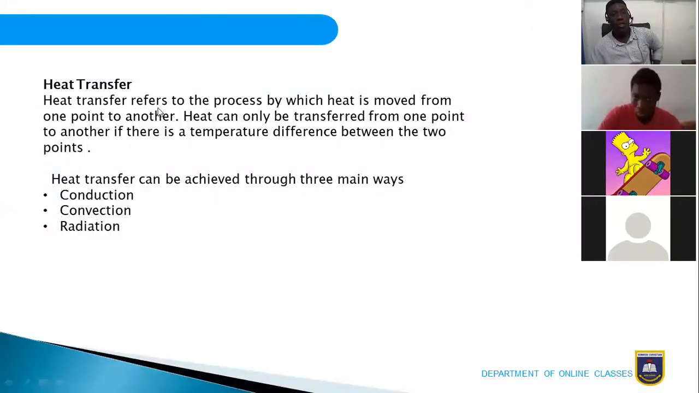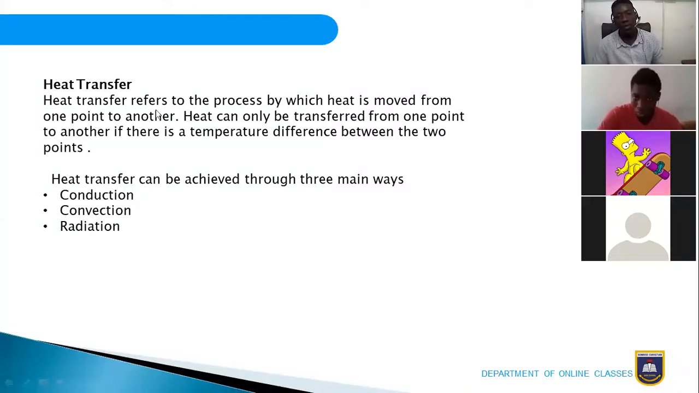So heat transfer refers to the process by which heat is moved from one point to another. So when you move heat from one point to another, we call it heat transfer.